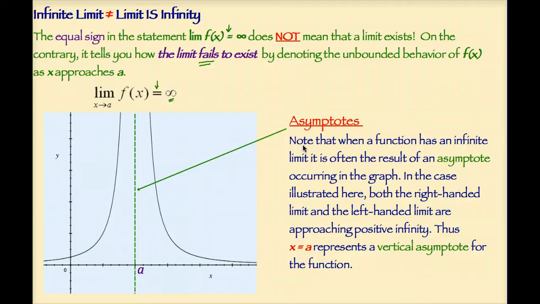When a function has an infinite limit, it is often the result of an asymptote occurring in the graph. We have seen several examples where the function has an asymptote. In the case illustrated here, both the right-hand limit and the left-hand limit, as the function is approaching a, is exhibiting unbounded behavior toward positive infinity. Thus, x equals a represents a vertical asymptote for the function.